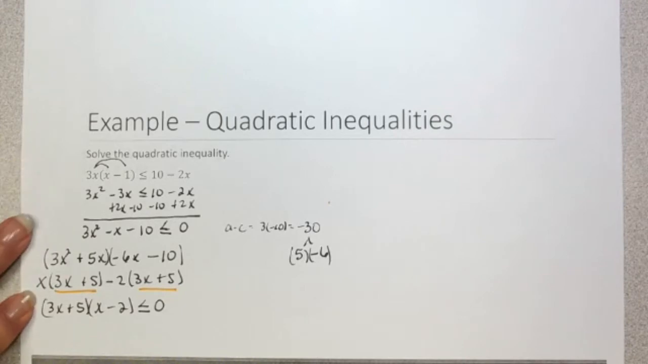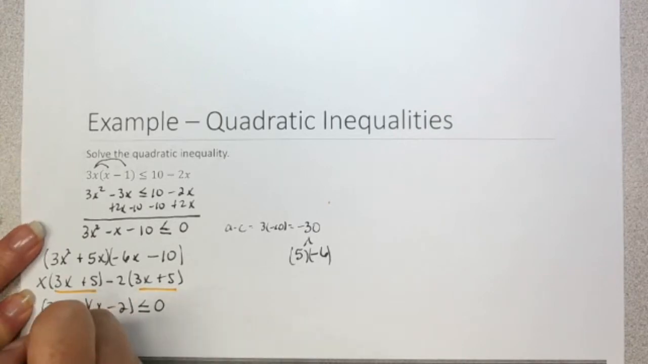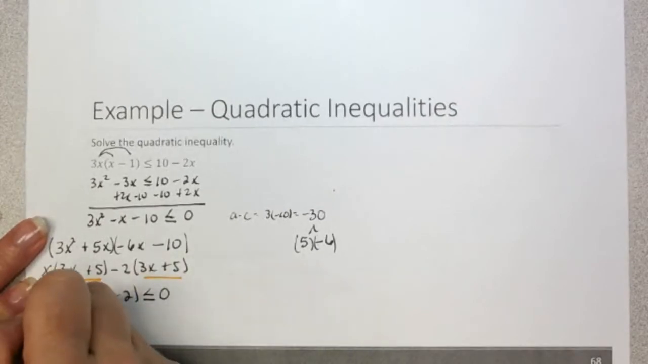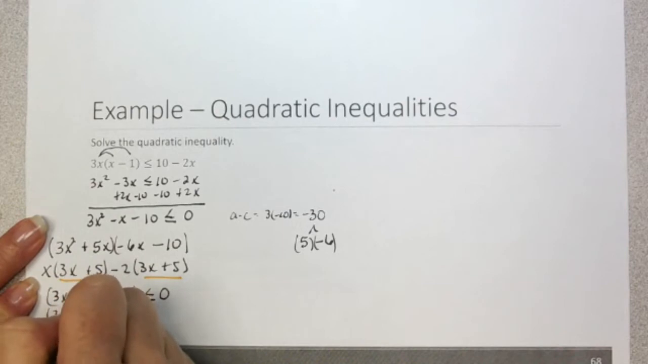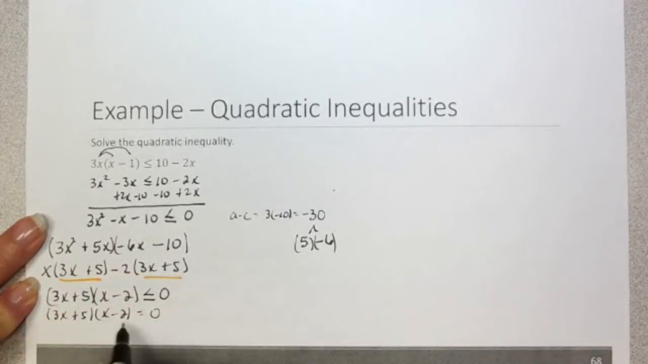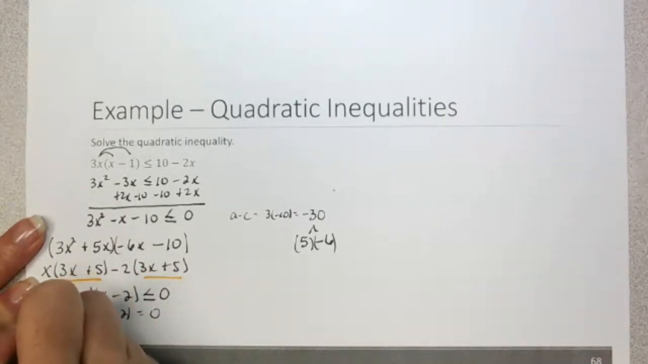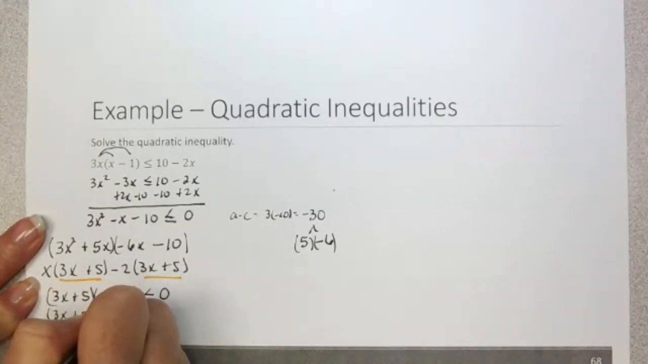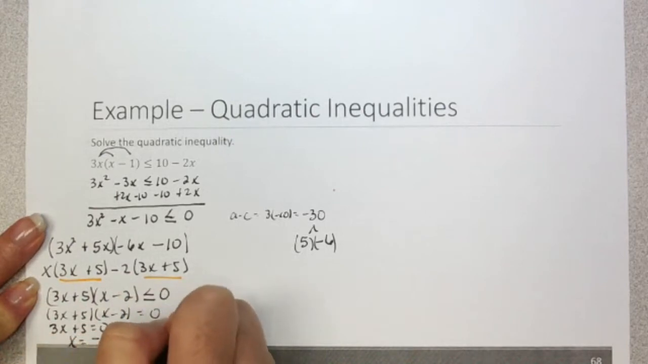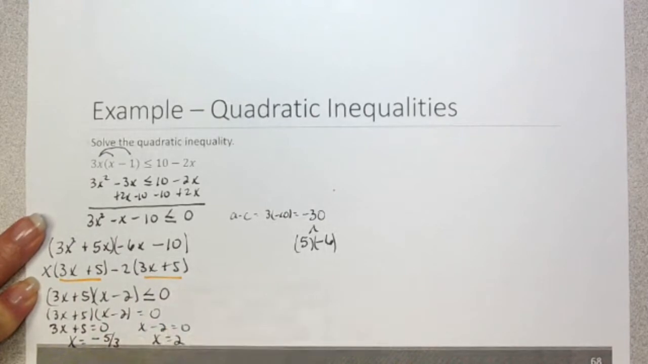All right, now that it's factored, let's make it an equality and solve. We'll say 3x plus 5 times x minus 2 is equal to 0. Then we'll use the zero product principle. So either 3x plus 5 equals 0, or when we subtract a 5 and divide by 3, x equals negative 5/3, right? Or x minus 2 equals 0, add 2 to both sides, x equals 2. All right, so there's our two solutions.